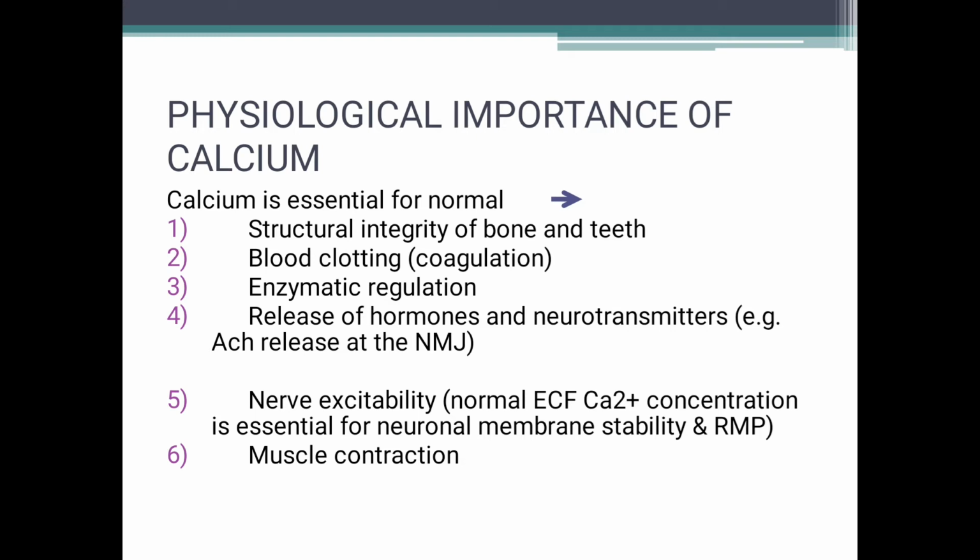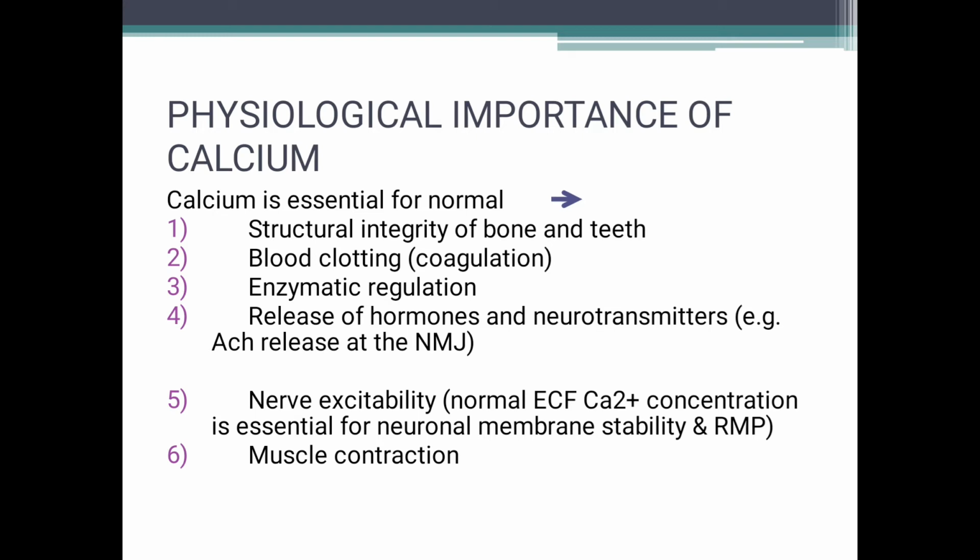Then blood coagulation. You know the calcium is coagulation factor 4, and this is very essential for clotting of blood. So it plays a very important role in blood coagulation. Enzymatic regulation. This calcium modulates various enzyme activities. The enzymes use the calcium as a cofactor. And then release of hormones and neurotransmitters.